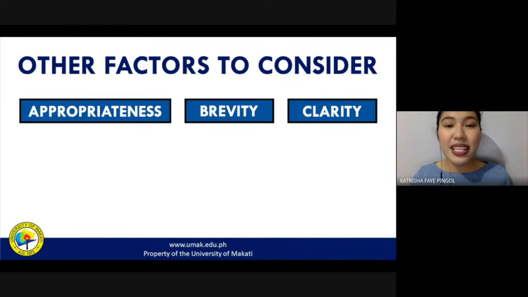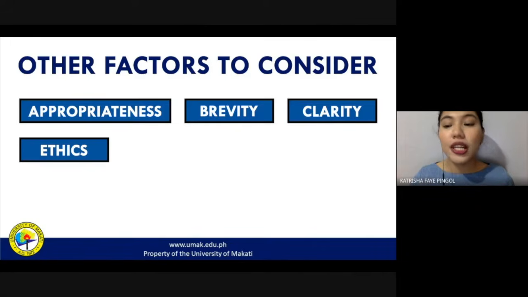The third one is clarity. You just simply have to be clear with whatever it is that you are saying. So make sure that whatever needs to be included in the message is already there. Similarly, clarity also refers to our ability to express what it is that we want to say.